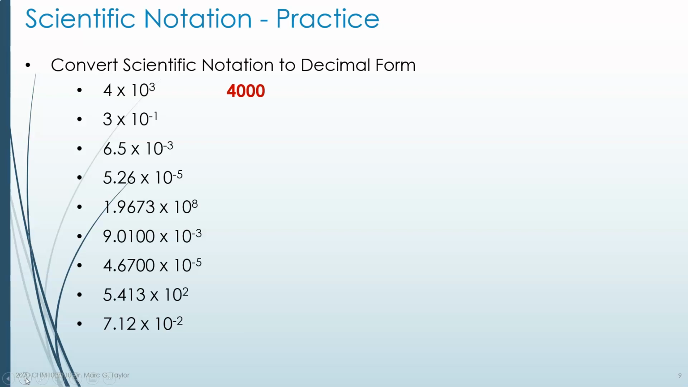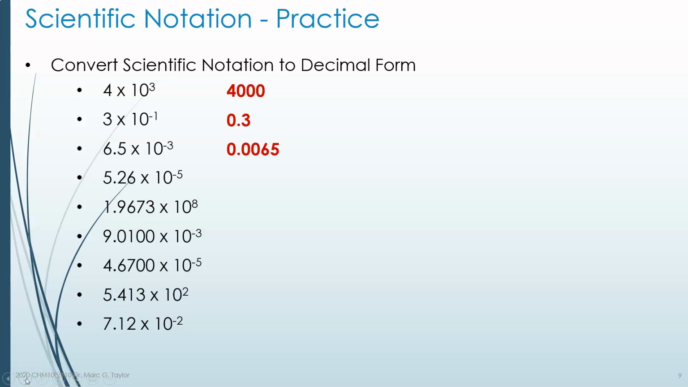3 times 10 to the minus 1 tells you, okay, it's less than 1, and the 3 will be in the first place after the decimal. So it's 0.3. 6.5 times 10 to the minus 3 tells you the 6 will be in the third decimal place and that this number will be a small number, less than 1. That would be 0.0065. 6 is sitting in the third decimal place, and we just follow it with whatever digits are after the 6. In this case, it's just the 5.